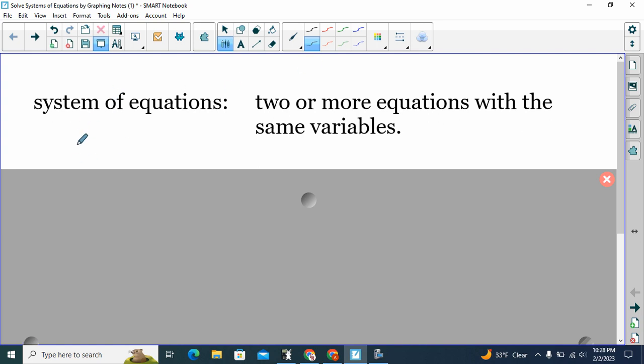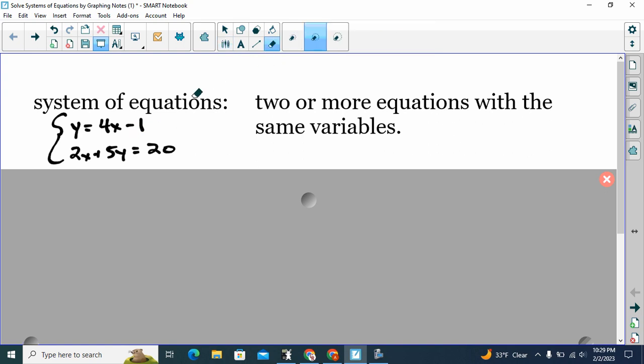So we'll have two equations right on top of each other. Maybe the first one says y equals 4x minus 1. The second one says 2x plus 5y equals 20. So notice I've got two equations. They have the same variables, x and y. Often you will see a little curly bracket on the left side here that's showing that we are putting those two equations together in the same system. That is what a system of equations will look like.